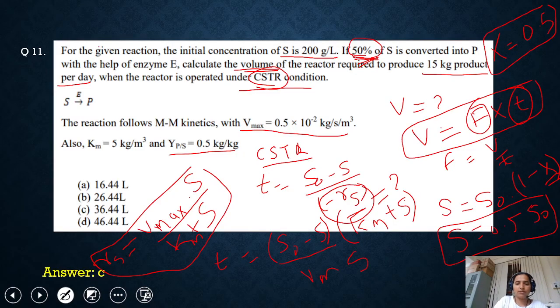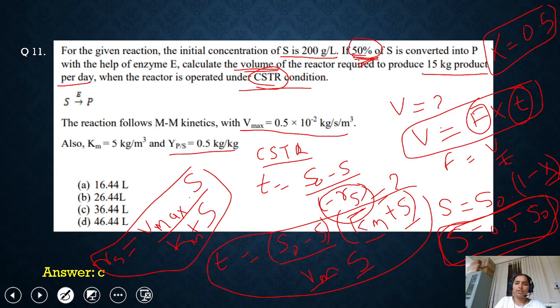So when you find out the time using this formula, putting all the values given here, that Vmax is given, Km is given, S is given, and S naught, S we have found in the form of S naught. So putting all these values, this time will come.